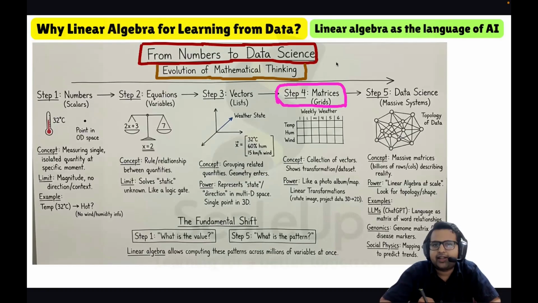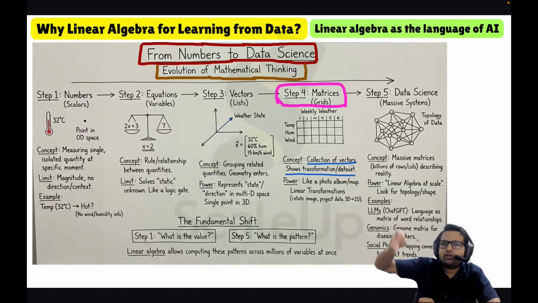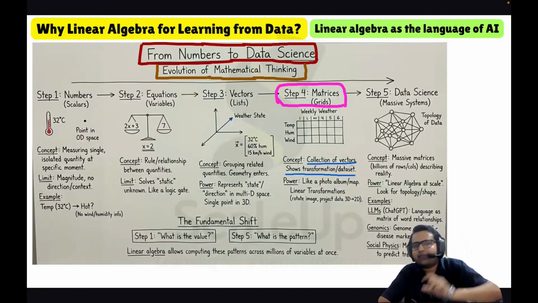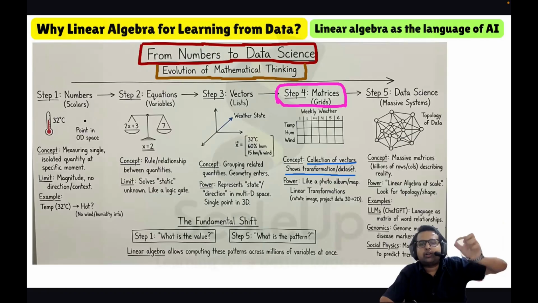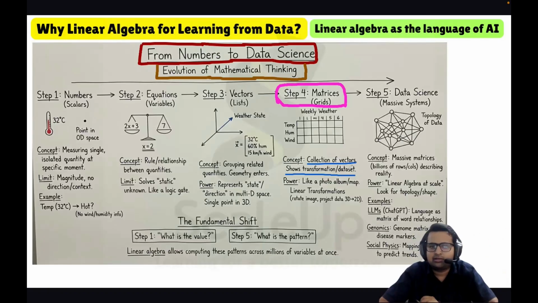Then in this evolution, we have matrices, or the grids. Now let us understand the concept of it. A collection of vectors is a matrix. A matrix does not just show a state, rather it shows a transformation or an entire data set. A vector is information about a single point, but a matrix can represent the entire region, wherein the columns can be individual points.